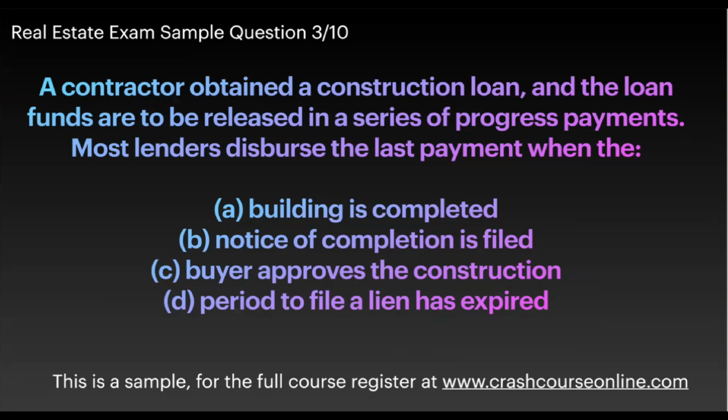But look at A. A says they'll give you the last payment when the building is completed. Not necessarily. They want to make sure the lien periods have expired. B, a notice of completion is filed. C, the buyer approves the construction. None of those are correct. The best answer here is going to be answer choice D. Lenders often will release that final payment when the period to file a lien has expired, so the lender knows that they're in the clear.